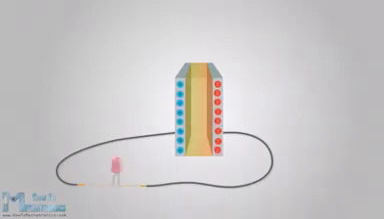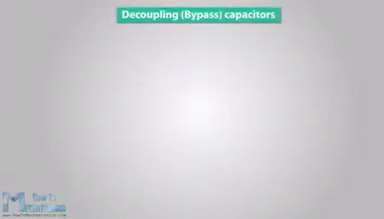Now, if we short the two ends of the capacitor through a load, a current will start flowing through the load. The accumulated electrons from the first plate will start moving to the second plate until both plates become again electrically neutral. So that's the basic working principle of a capacitor, and now let's take a look at some application examples. Decoupling capacitors or bypass capacitors are a typical example.